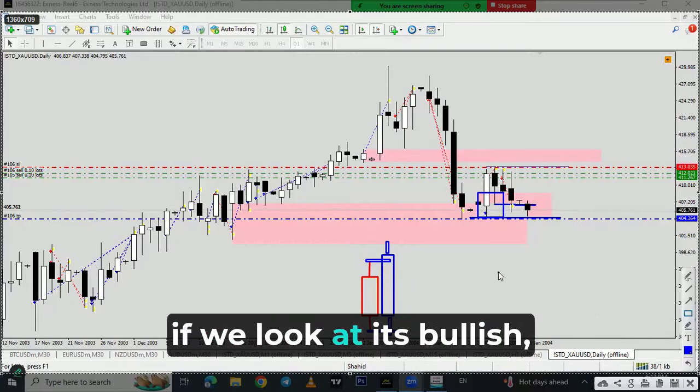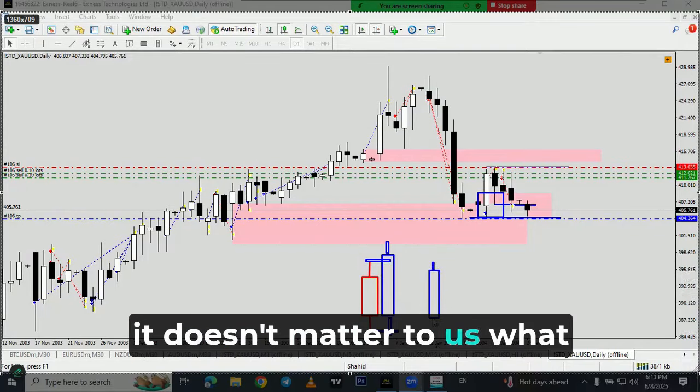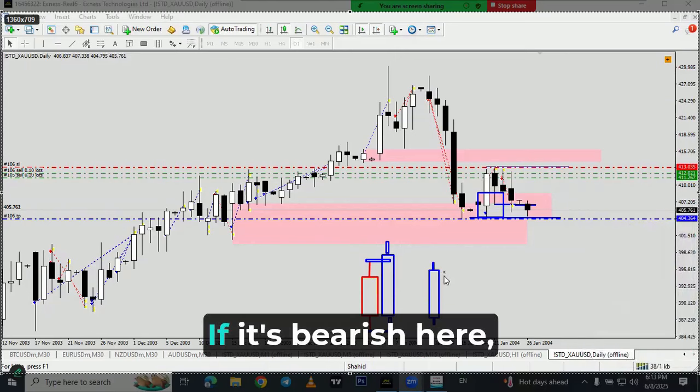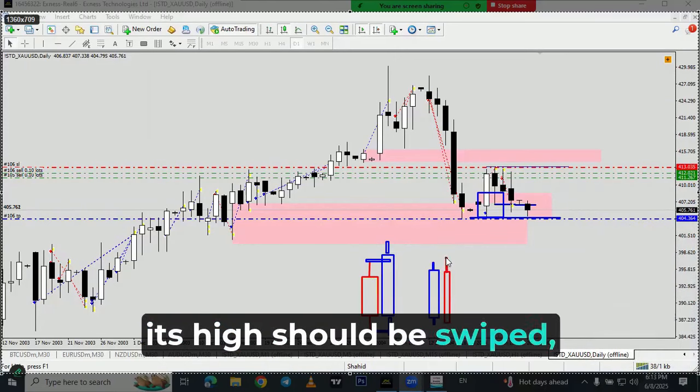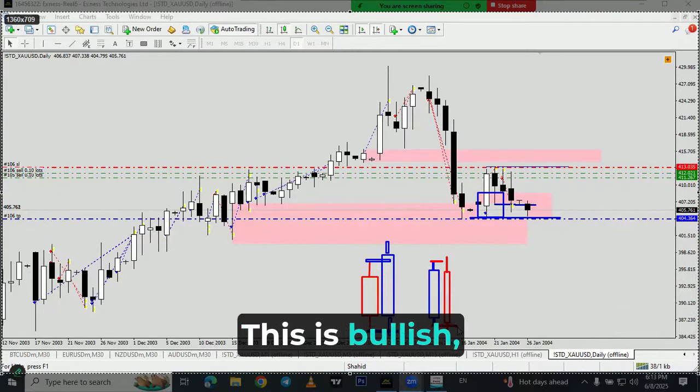Similarly, if we look at its bullish, it's a bullish candle. It doesn't matter to us what color it is. If it's bearish here, its high should be swiped and it should close below its low, then it will be a bearish setup. This is bullish, this is bearish.